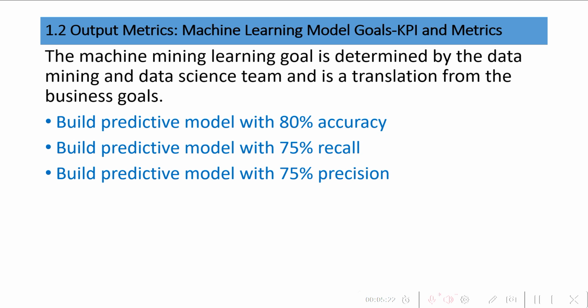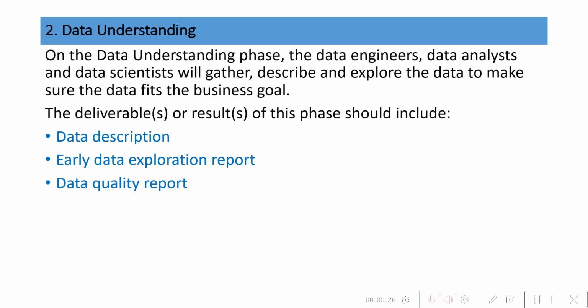Build the predictive model with 75% recall. Build the predictive model with 75% precision. Next comes the data understanding. In the data understanding phase, the data engineers, data analysts, and data scientists gather, describe, and explore the data to make sure the data fits the business goal.